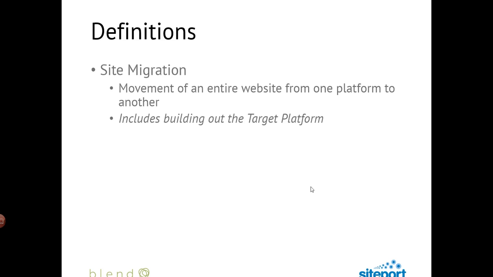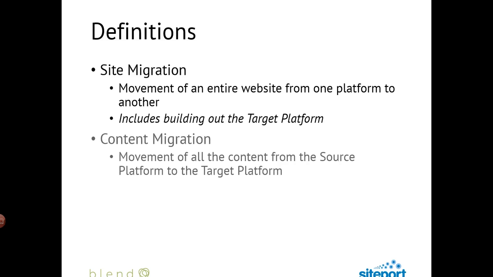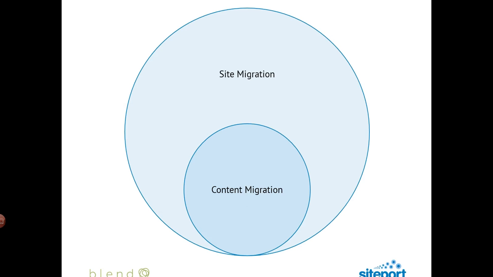Additionally, I want to clear up the difference between what we call a site migration and a content migration. A site migration would be the movement of an entire website from one platform to another, and this includes the building out of the target platform. So if you're on System A now and you want to move into System B, the entire process of moving from System A to System B is a site migration. A content migration is a subset of that. Once you have your target platform built out, once you have System B ready to go, you have to get all the content out of System A into System B.